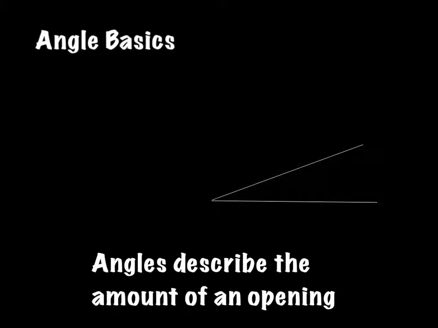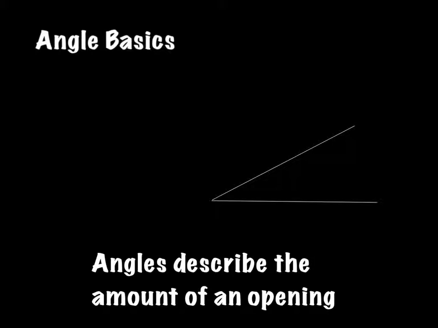Looking at this next picture right here, we have an angle, and what I can do with this angle on my computer is I can make it larger or smaller. Angles describe the amount of opening that exists between two segments or two rays or two lines. And right here I've got a very, very small angle, maybe about 1 degree.